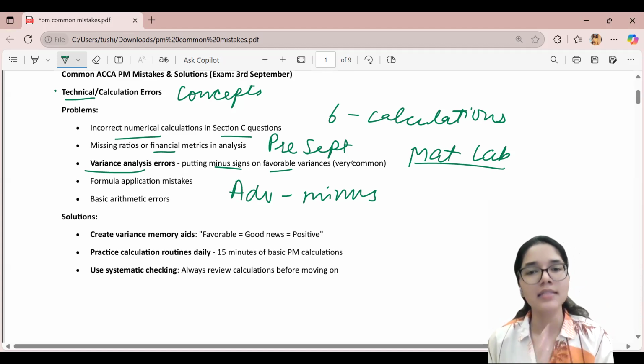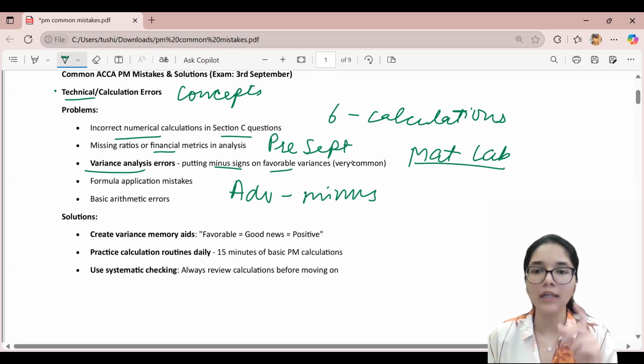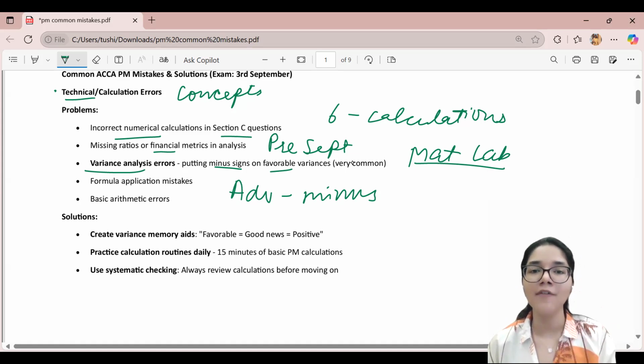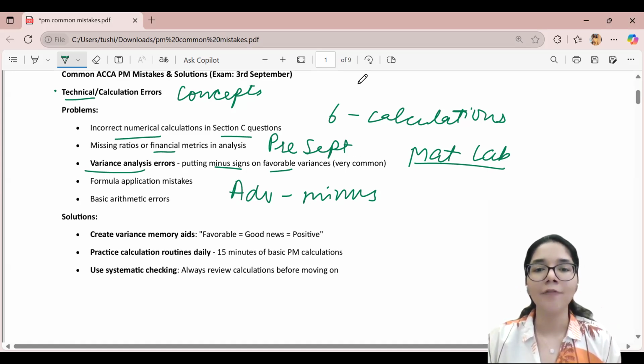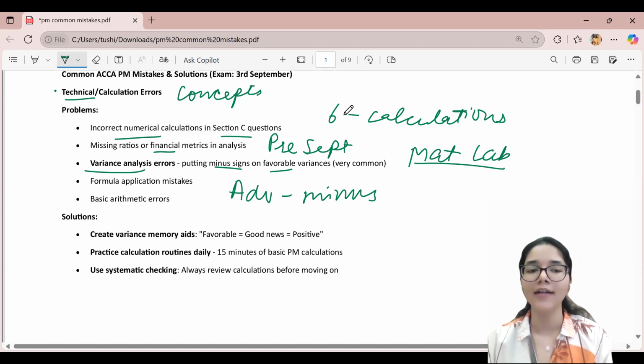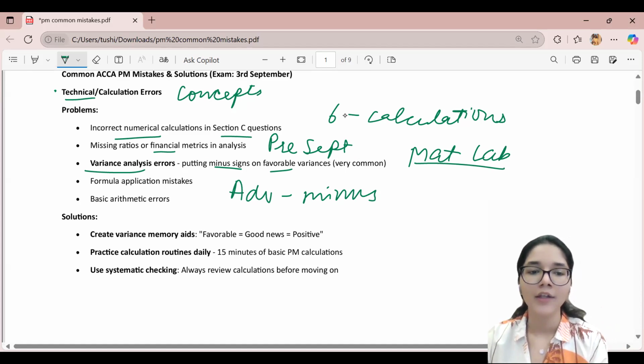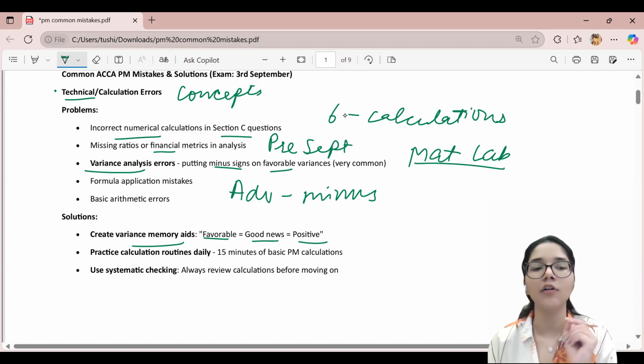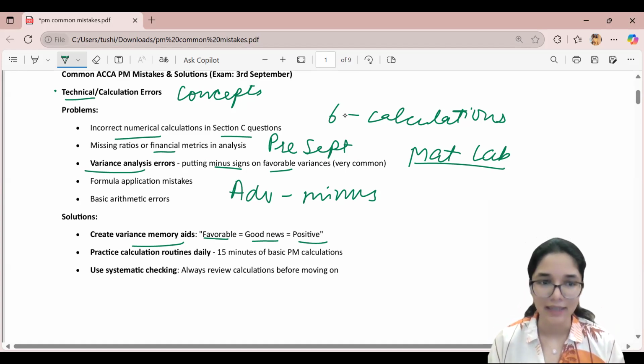Similarly, if these are sales variances, the more the business sells, the better it is for the business. So if they are more than you should have sold, then those variances will always be classified as favorable. And whenever you put any favorable variance in your final exam, you will never put a minus sign with a favorable variance. Favorable means good. Good never comes with a minus sign. So ensure that once you have done your numerical working, you create a memory aid for yourself that whenever it is good news, it means it is a positive thing for the company. It is a favorable variance. So it cannot be accompanied with a minus sign.